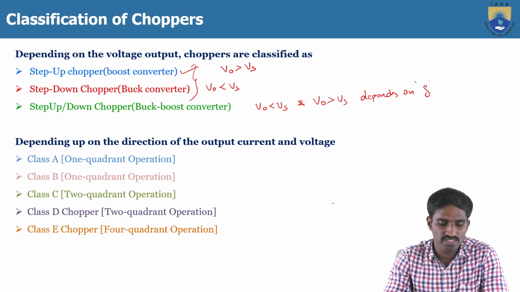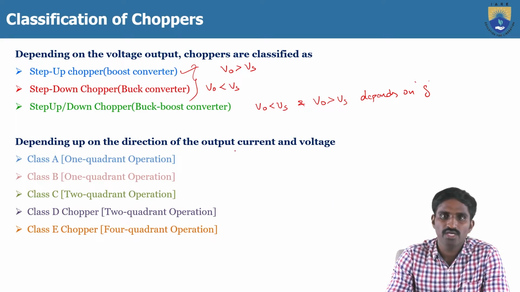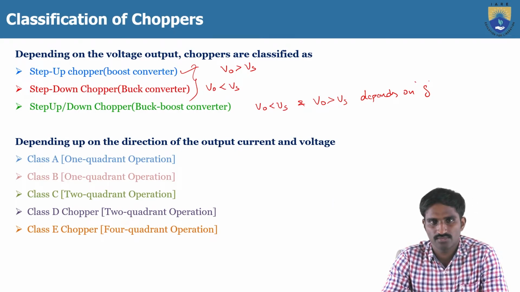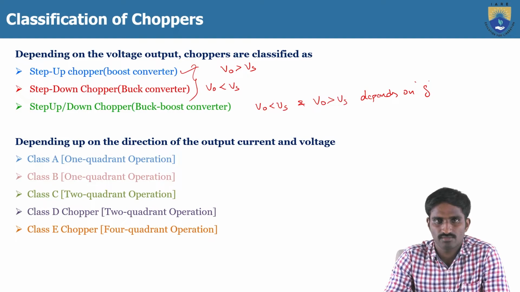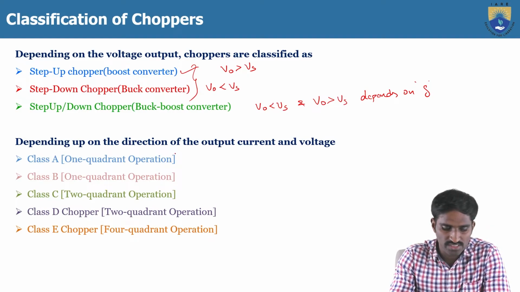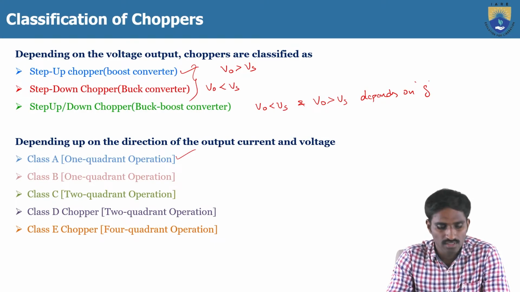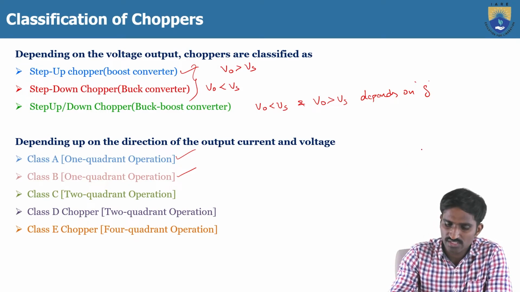Then the second classification is depending on the direction of the output current and the voltage, which means the direction is nothing but again plus or minus. So there are the class A chopper, class B, class C, class D and class E choppers. The class A chopper can also be called a one quadrant chopper, which means it can be operated in only a single quadrant, and class B is also a one quadrant operation. It can also be operated in only a single quadrant, but of course a different quadrant from the one in which class A is operating.